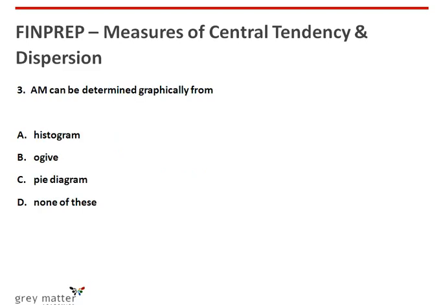Third question: can arithmetic mean be determined graphically from any of the four options given? None of the options, say histogram, ogive, or pie diagram, can be used to determine graphically the arithmetic mean. So the answer should be option D, which says none of these.